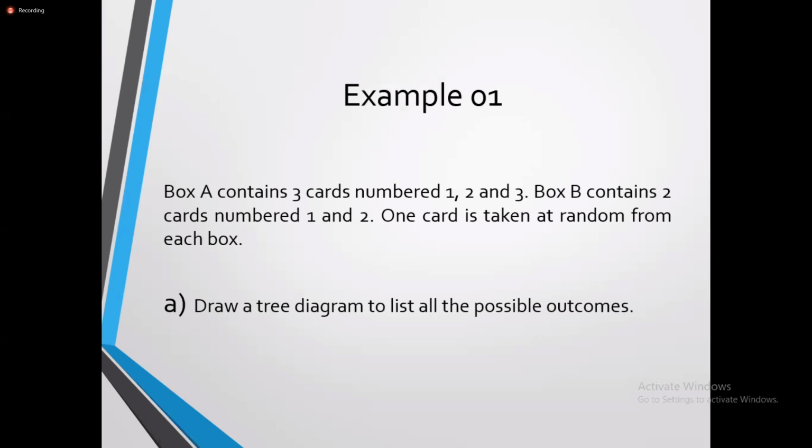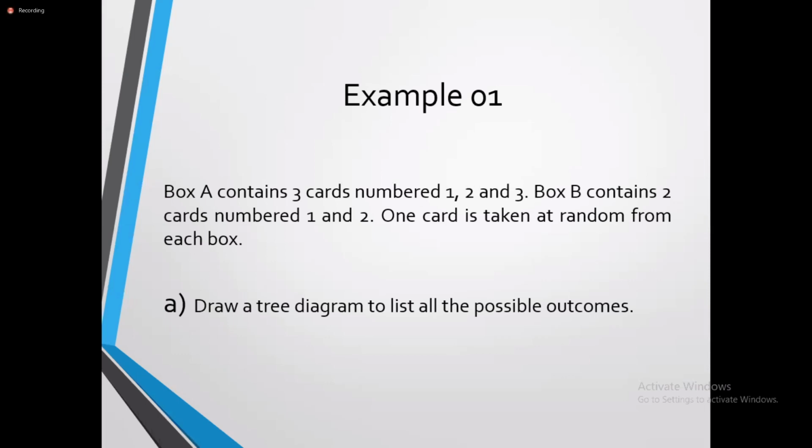One card is taken at random from each box. Now we have a probability problem. We have some questions to be answered. Before that, we have to draw a tree diagram to list all the possible outcomes. When we have this type of question, we don't need to draw a tree diagram if the question does not ask for it.